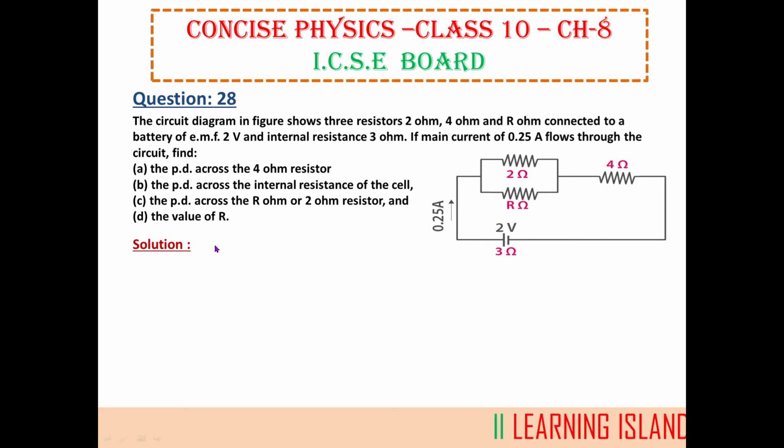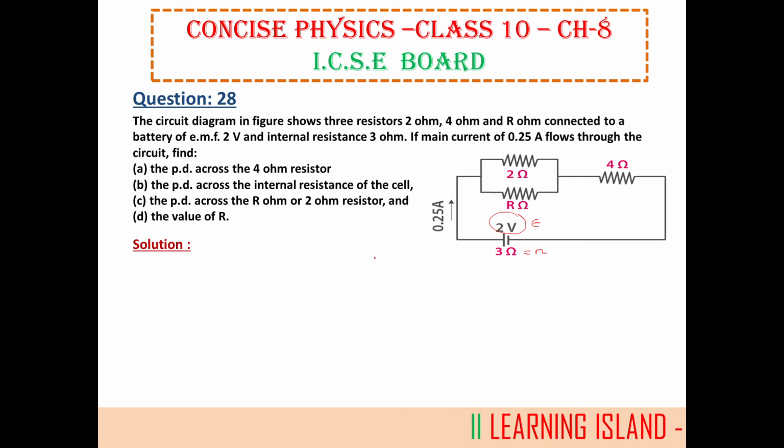So here you see, again step by step we will go. The circuit diagram in the figure shows 3 resistors, 2 ohm, 4 ohm and R ohm, connected to a battery of e.m.f 2 volt and internal resistance 3 ohm. Here you see the e.m.f of the battery is epsilon, and it has the internal resistance R.